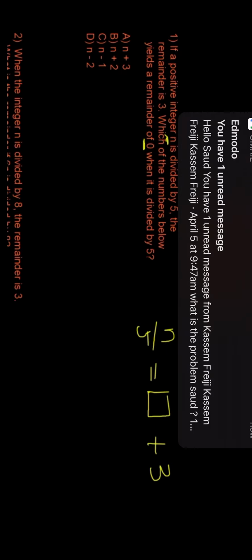Let's go. If a positive integer n is divided by 5, I get something plus a leftover of 3, right? So a positive integer n is divided by 5 and the remainder is 3. Which of the following numbers below yields a remainder of 0 when it is divided by 5? The easiest way to go by questions like these is trying to work out the value of n. What would n be that I get a remainder of 3?